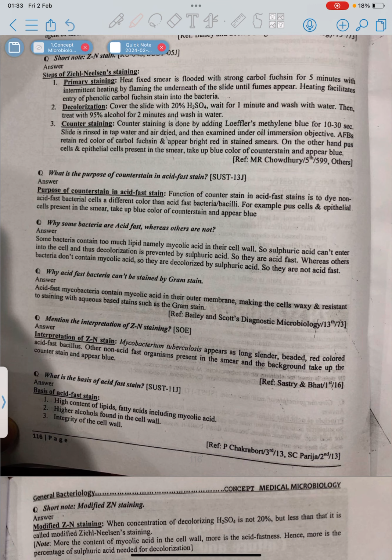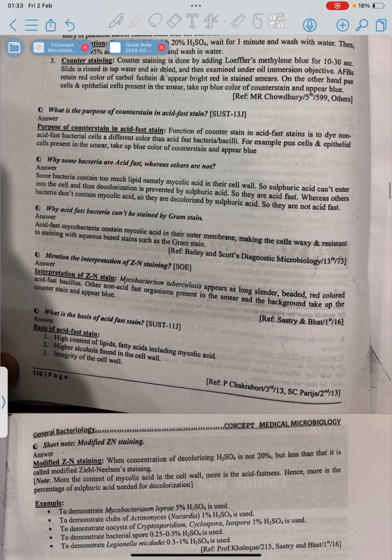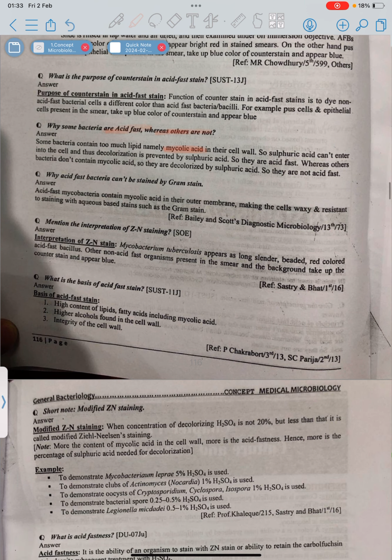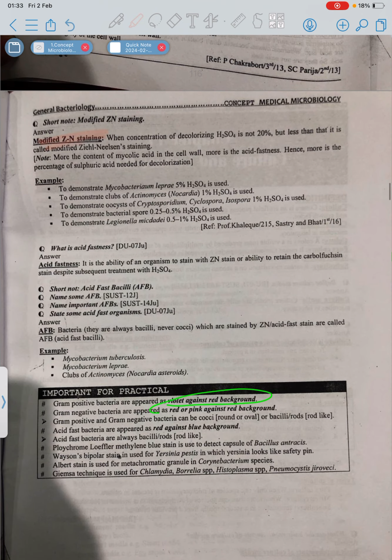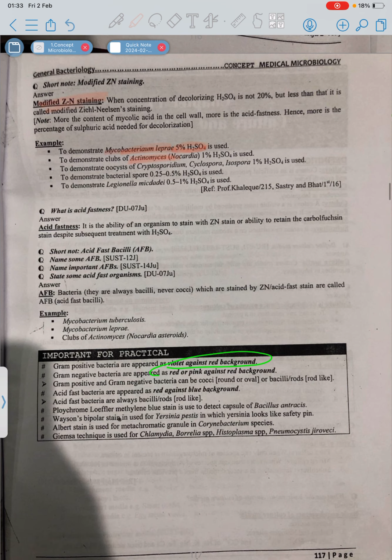Why are some bacteria acid fast, why are some others not? Because of mycolic acid, already you know. Why can acid fast bacteria not be stained by gram stain? That you know, because gram stain is aqueous. Aqueous based stains such as gram stain cannot stain mycolic acid, which is a lipid layer. Then a modified Ziehl-Neelsen stain, you know that, right? 5% H2SO4 is used for leprae, actinomyces, nocardia. Then acid fastness is the ability of the organism to resist decolorization in Ziehl-Neelsen stain.